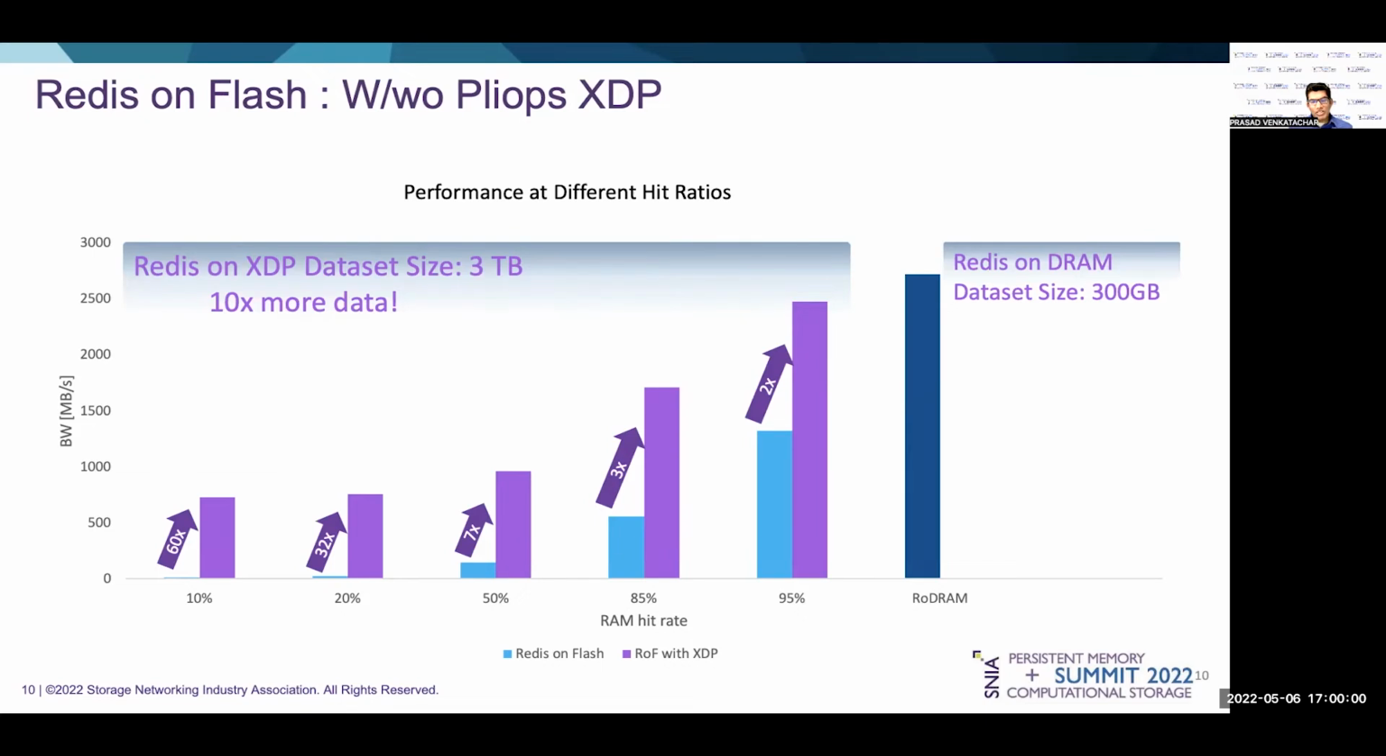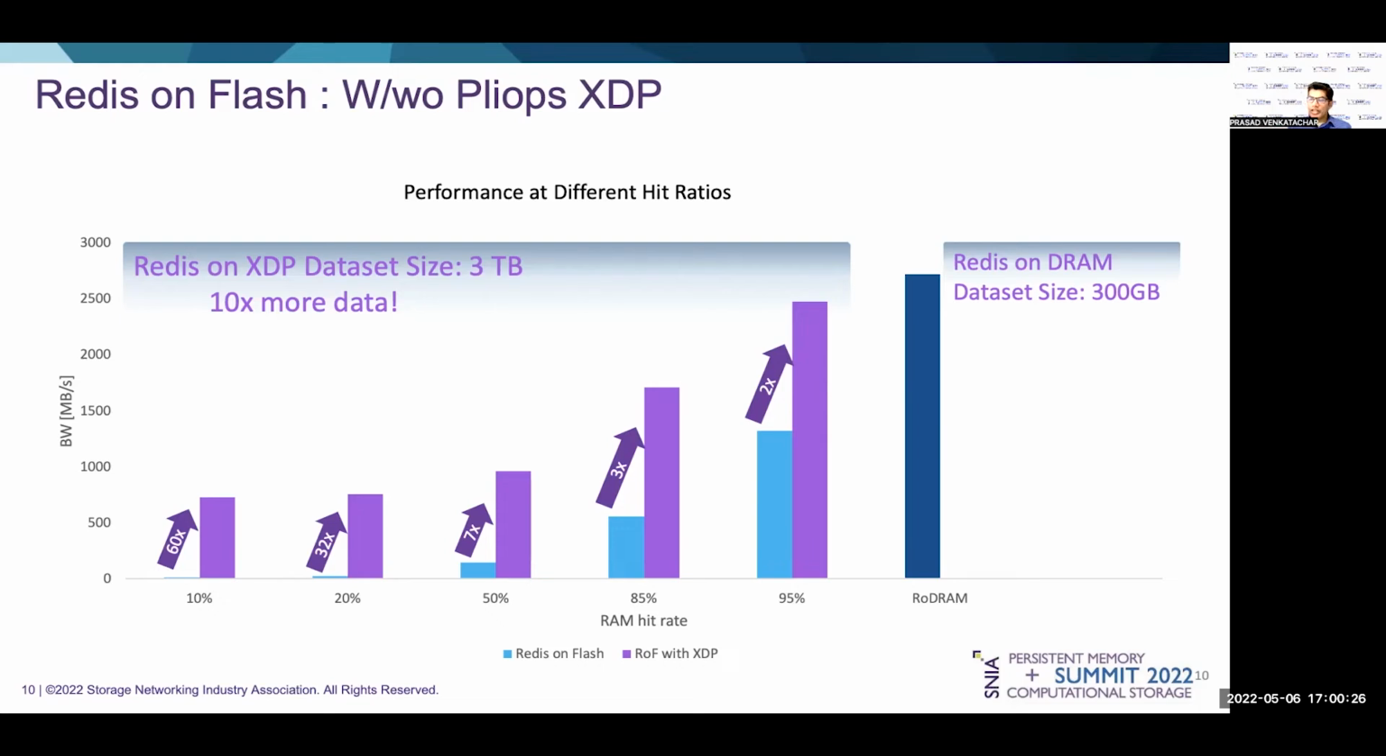And as we tested for various DRAM hit ratios, even at 50-50, we provide a 7x performance boost. This 50% hit ratio means 50% of the data is coming from the DRAM, which is already stored in the cache, and 50% of it, almost 1.5 terabytes of data, is coming from the Flash. We provide a 7x performance advantage.